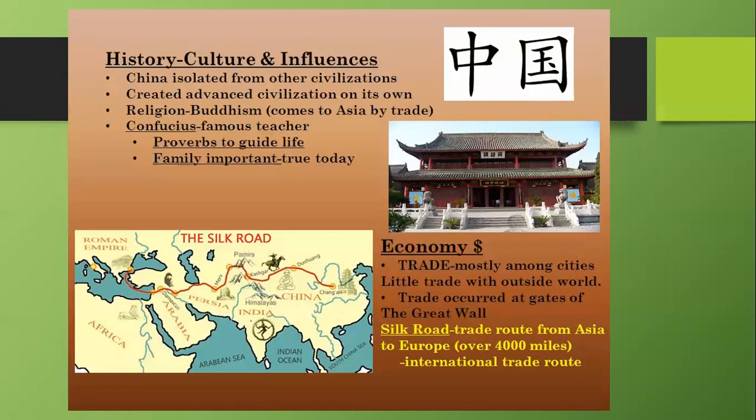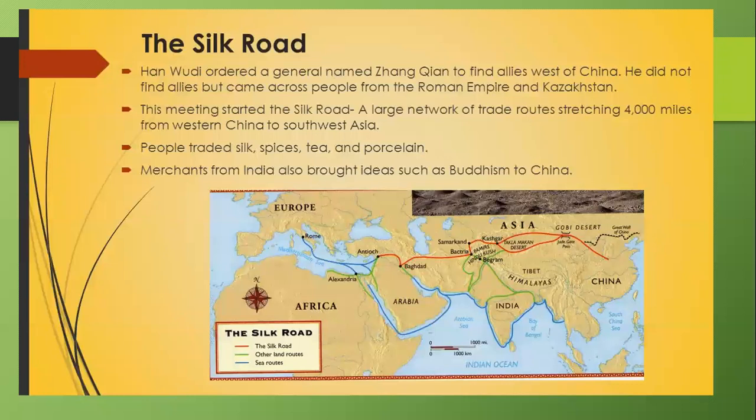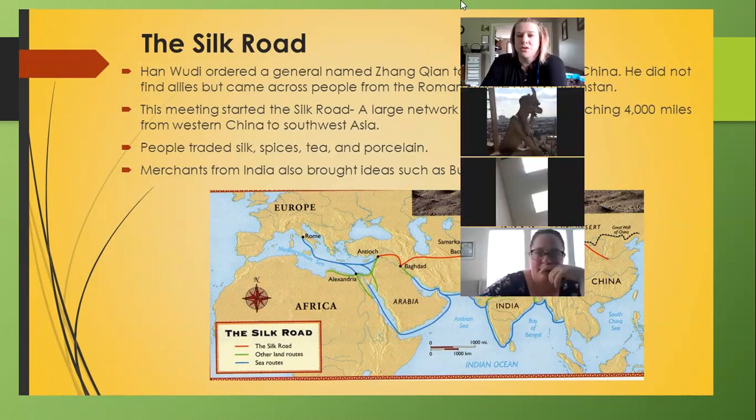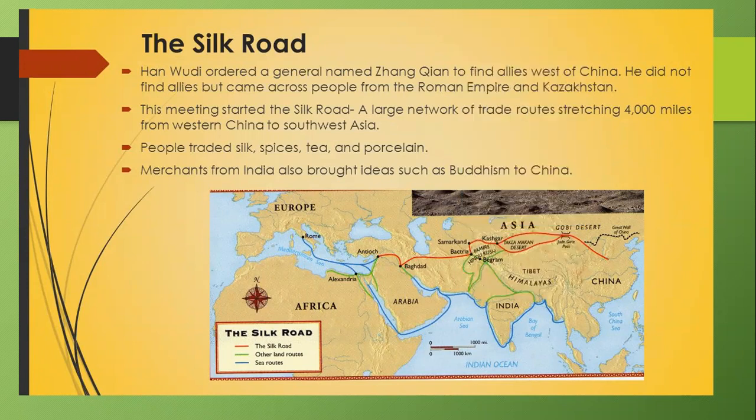So the Silk Road was the fastest way to get goods from one end to the other. It also was a great influence on how people could exchange ideas and cultures. So it was really good for all the different kinds of things found on the Silk Road. It stretched, again, 4,000 miles.